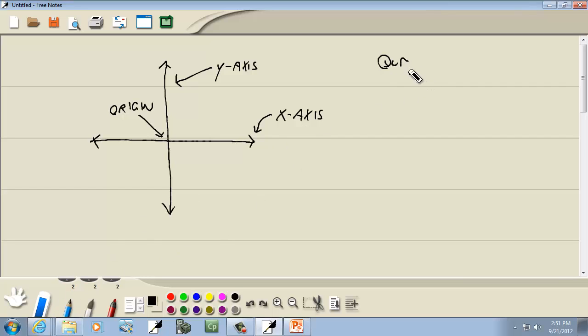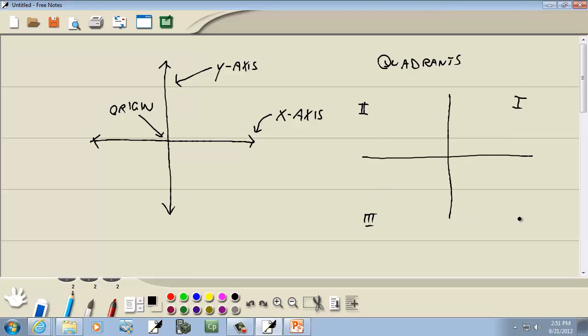And let me write this down. There we go. If I take a look at this, it's split into 4 different quadrants. This one's our first quadrant. This one's our second quadrant, our third quadrant, and our fourth quadrant. So it goes on counterclockwise. Now they're always labeled with Roman numerals like you see here.